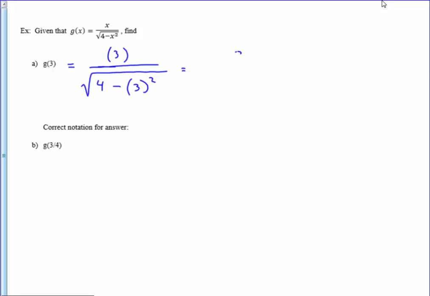On the top, we can end up with just 3. On the bottom, 4 minus, and then 3 squared is 9. That will simplify as 3 over square root, and then when you subtract 4 minus 9, you get negative 5.